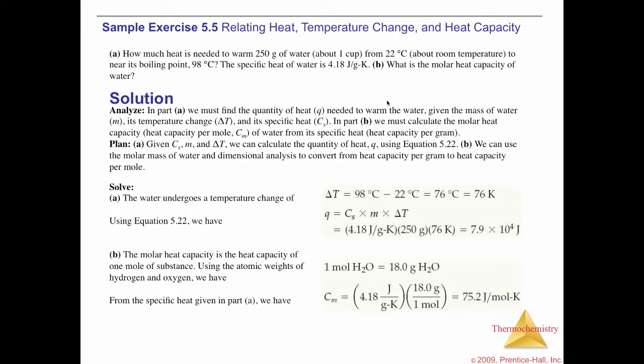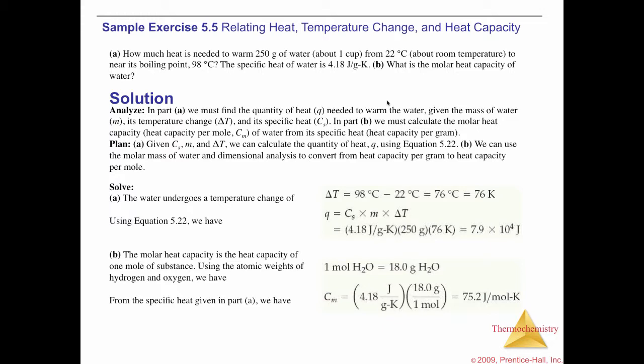Using equation 5.22, we have that heat is equal to the specific heat times the mass times the temperature change. We're given the specific heat capacity of water in joules per gram Kelvin, 4.18. We multiply by the mass of the water sample, which was about a cup of water, or 250 grams, and then multiplied by the temperature change, which we calculated as 76 Kelvin. We then get 7.9 times 10 to the 4th joules.